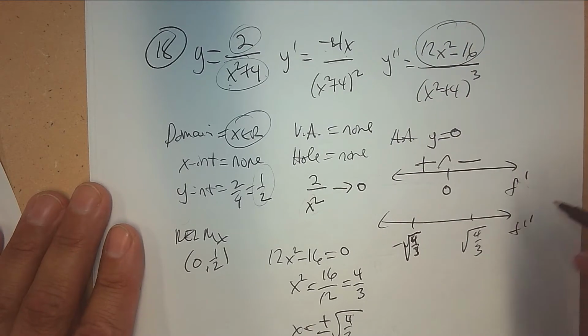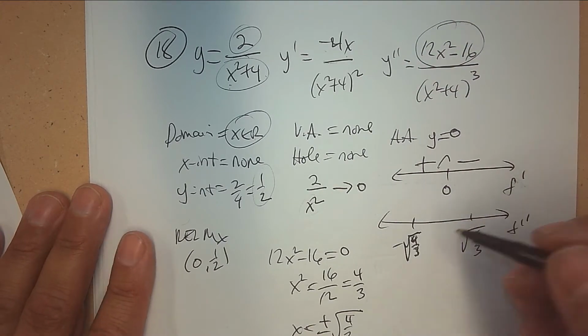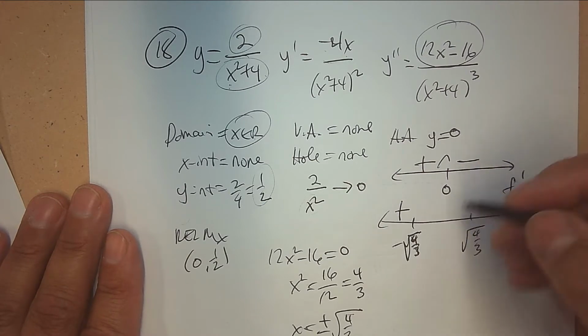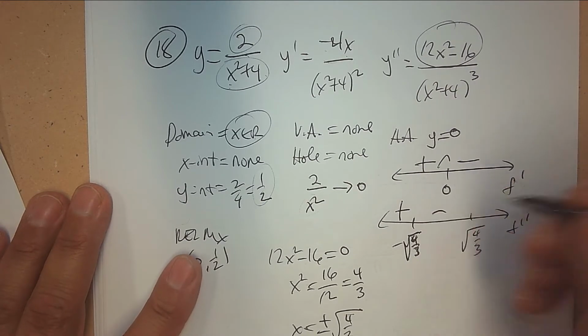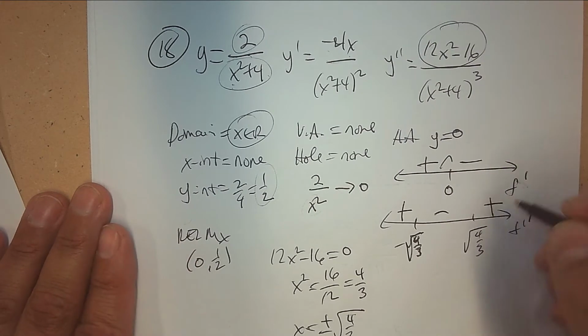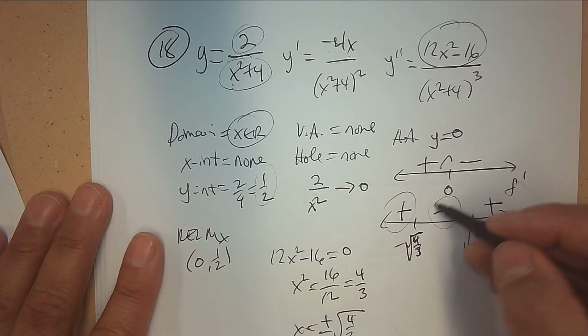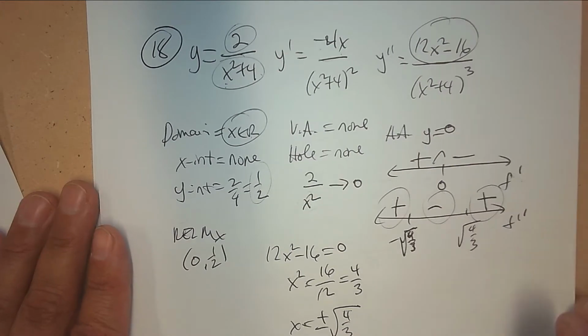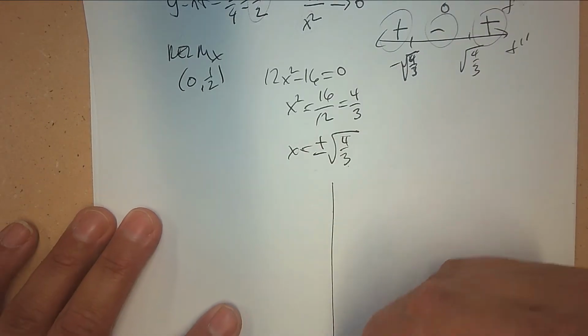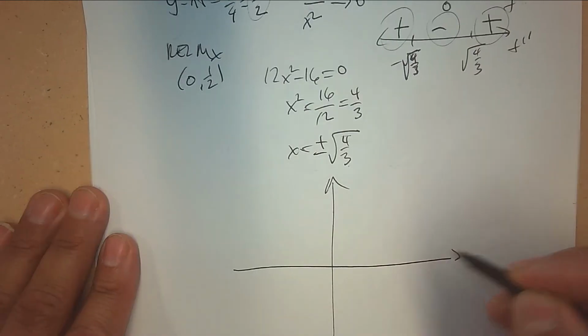All right, plug in any number smaller, like negative 1 billion, into here, and the answer is positive. Plug in 0, and you can see the answer is negative, and plug in 1 billion, and you can see the answer is positive. So you can see where it's concave up, then down, and then up again. All right, we have enough now to graph this. So now let's put this all together into a graph.